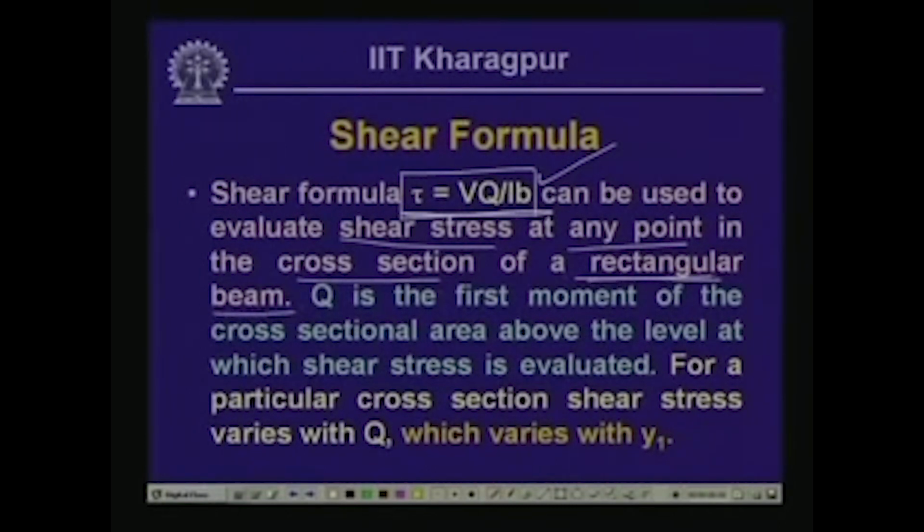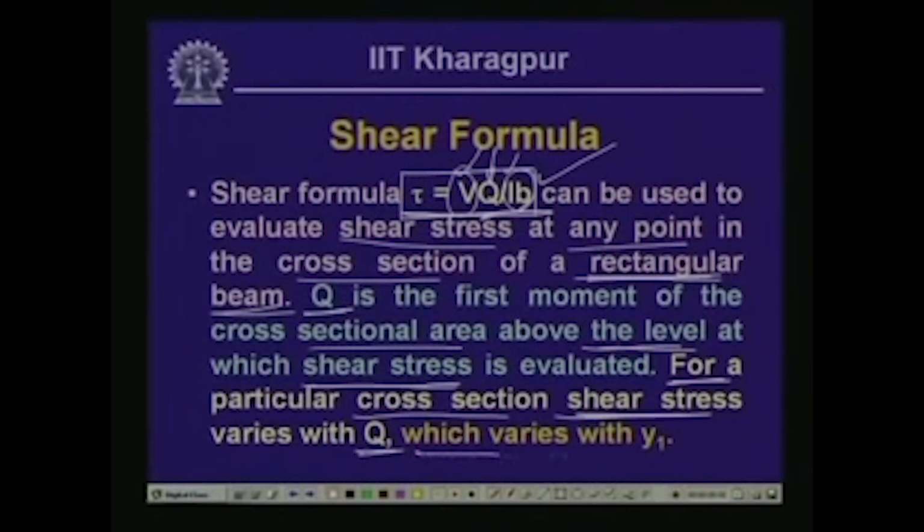Now, a rectangular beam means a beam having a rectangular cross section. The term Q is the first moment of the cross sectional area above the level at which we are looking for the shear stress, and for a particular section the shear stress varies with the parameter Q, because V, I and b are constant for a particular section. The only parameter which is varying is Q, and Q is varying with respect to y1, hence the shear stress also varies along the depth, and we get the distribution of the shear stress on the depth.